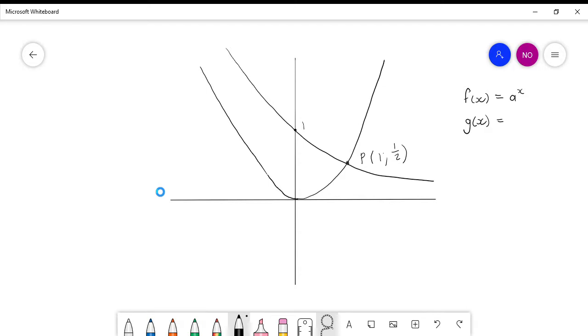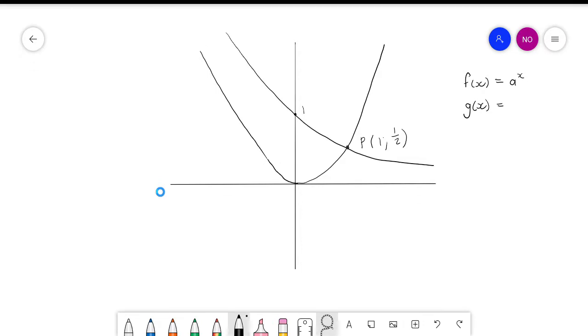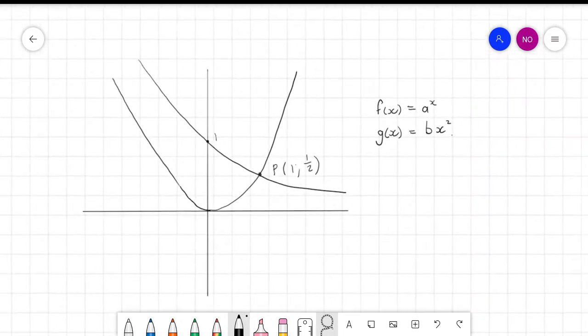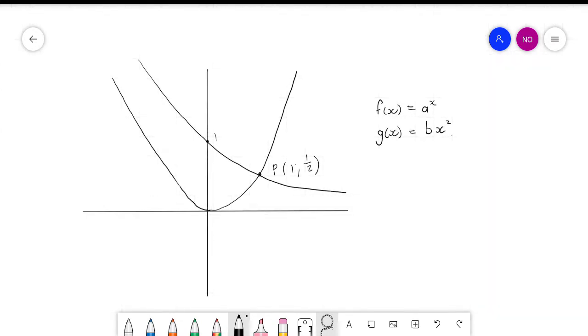Okay, so hulle gee vir ons twee grafieke daar. Die een is 'n parabool en die ander een is 'n eksponensiële grafiek, and then they give you the point P, which is on both of the graphs. So just be sure that you guys see that if it has an exponent of 2, then it's a parabola.